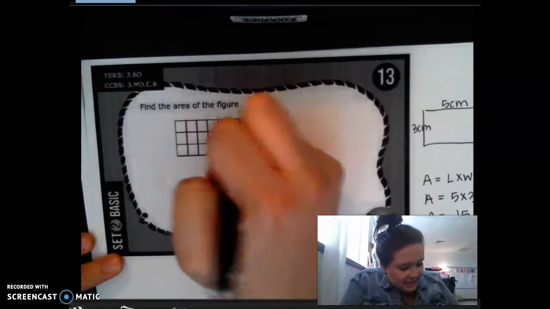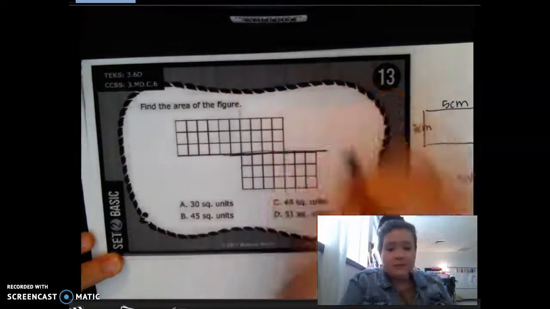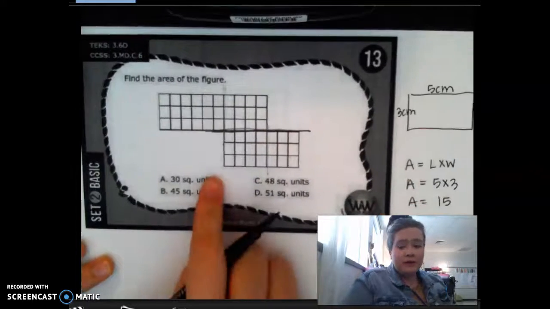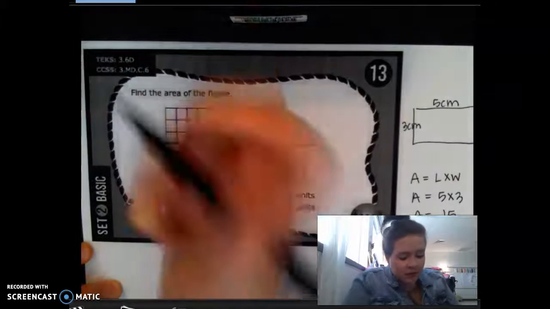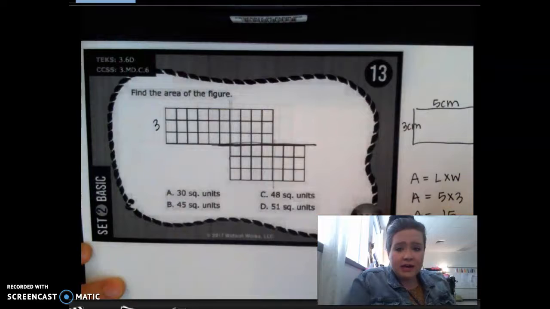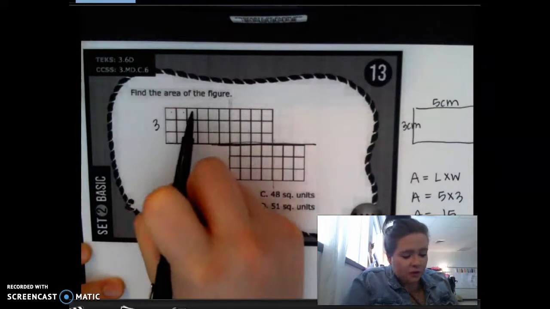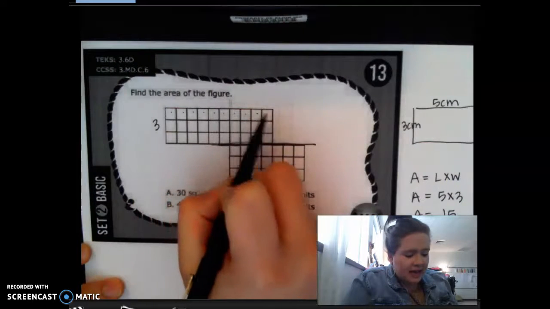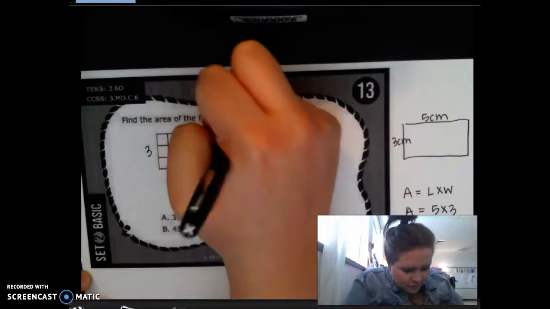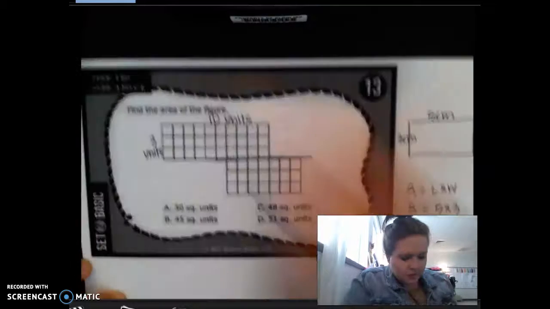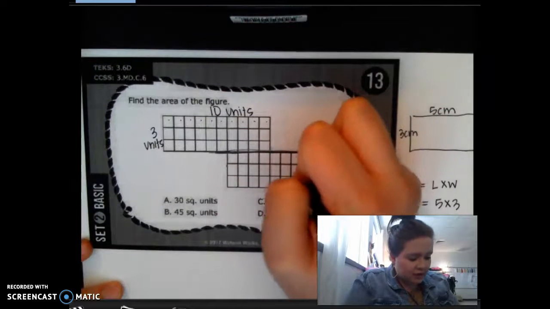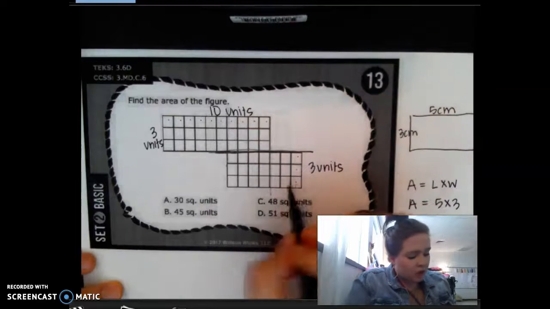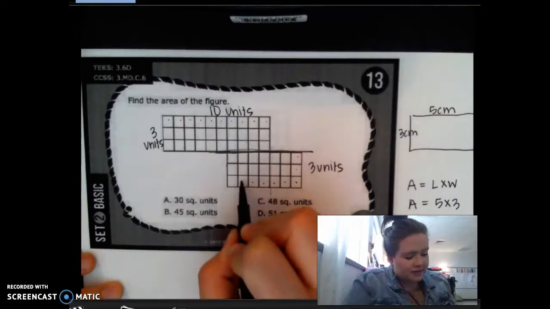Because this is easy and I like it, I just want to use as few figures as possible. This is what I'm going to do. I'm going to break my figure up into 2 different rectangles, all right? My first rectangle, that's 3 units. And then I have 1, 2, 3, 4, 5, 6, 7, 8, 9, 10. 10 units. All right. My second figure has 1, 2, 3 units, times 1, 2, 3, 4, 5, 6, 7 units.